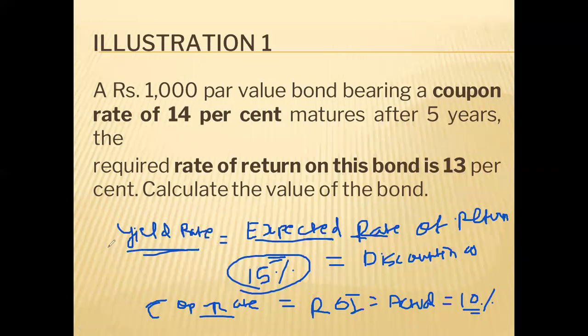Now these two rates are very much interrelated, because based on this you can tell whether the bond will be issued at a premium, at a discount, or at par. So this relationship between these two interest rates is very important to understand. For that, we will take three illustrations: changing the coupon rate and changing the yield rate accordingly.